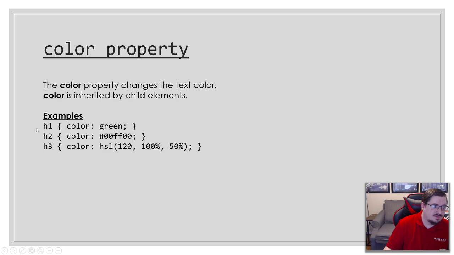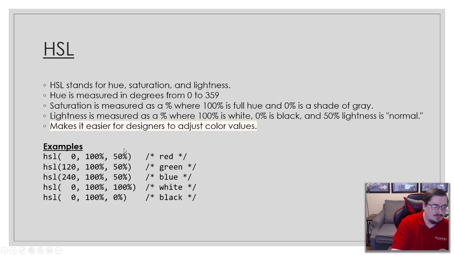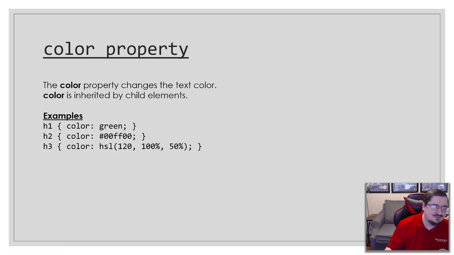So I can say, for instance, here all the H1 tags, maybe they get a green. I'm going to set the H2s to some other shade here, which turns out to be a green. And then finally we'll set the H3s with another color, which also, if I remember right, is a green. So we're making all three of these headers green, just with specifying the color in a different way.